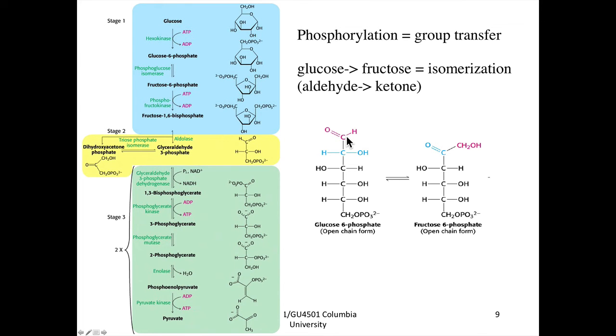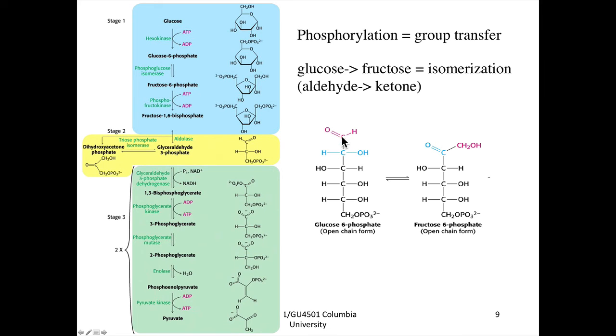So that makes it an aldehyde. An aldehyde has a carbonyl on the terminal carbon. Fructose 6-phosphate has the carbonyl on the carbon next to the terminal carbon. So that makes it a ketone because the carbonyl is substituted with 2 carbons. Now it's a ketone. This is an aldehyde in the case of glucose. So basically, when we go from glucose to fructose, we're going from an aldehyde to a ketone. And actually, everything else is the same.